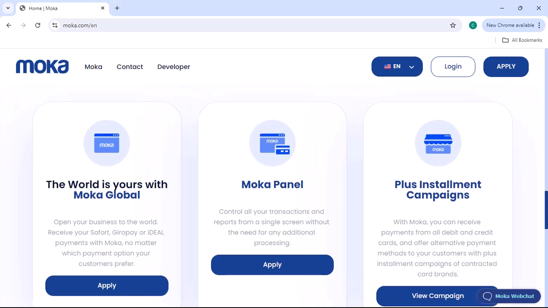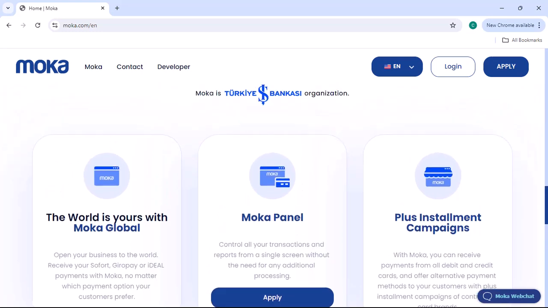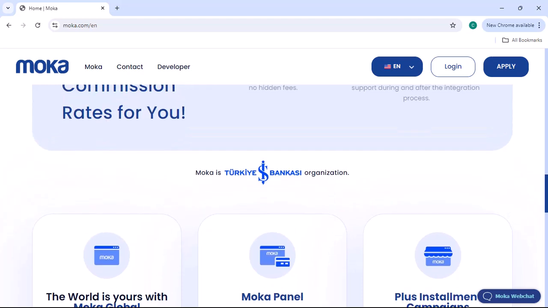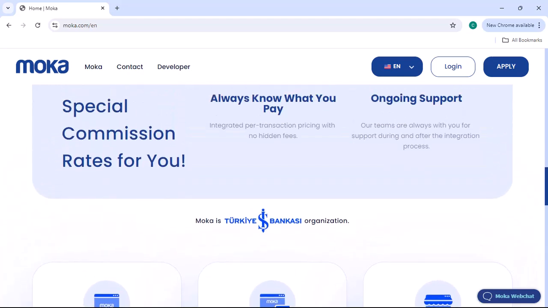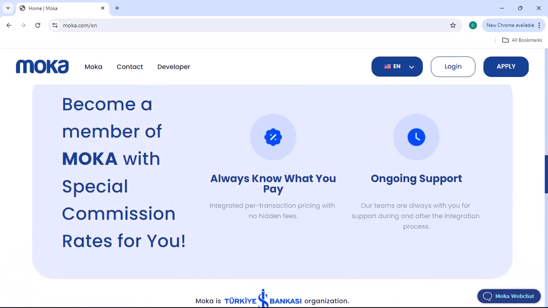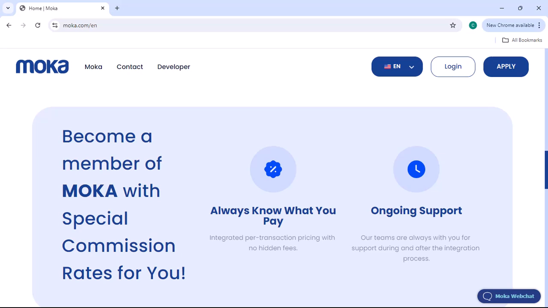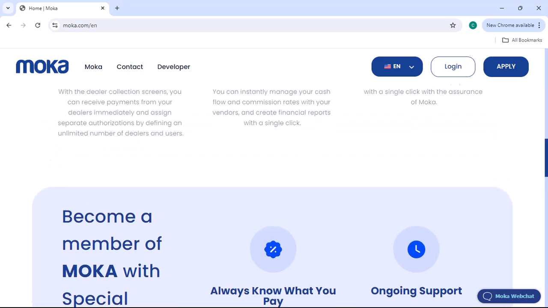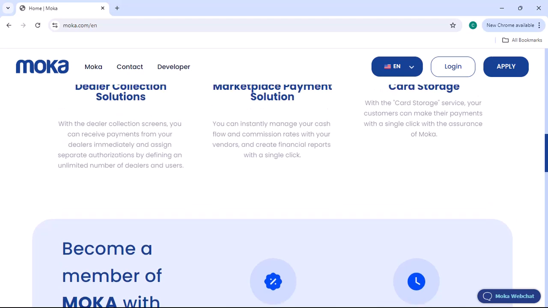But which banks are compatible? Unfortunately, Moka doesn't explicitly publish a comprehensive list of every single bank they support. This is fairly common practice for apps like this, as maintaining and updating such a list would be a constant task. However, the good news is that Moka generally supports a wide range of major banks and credit unions.